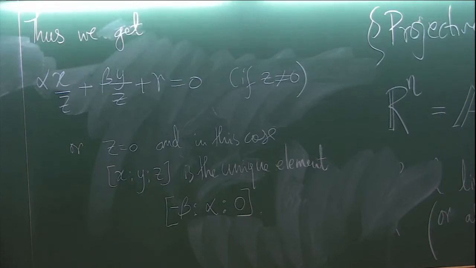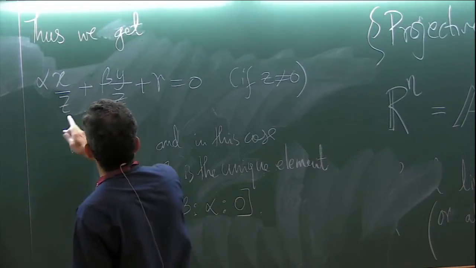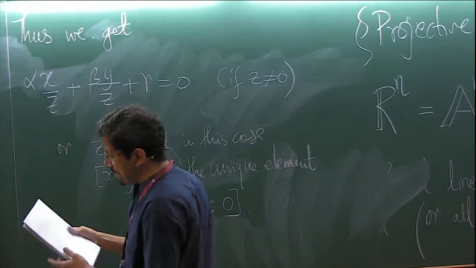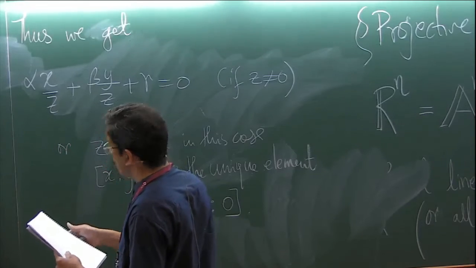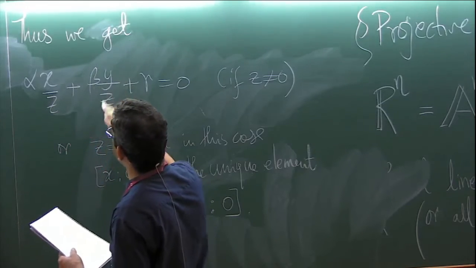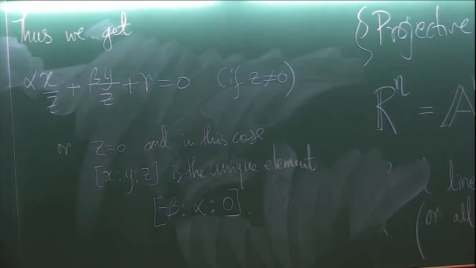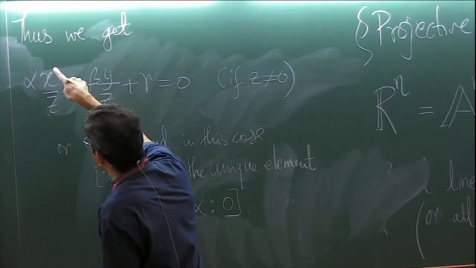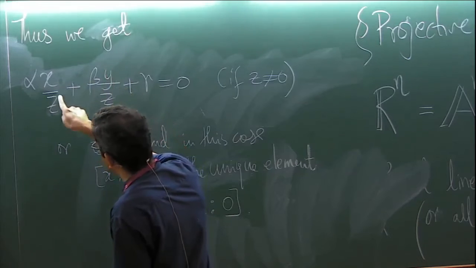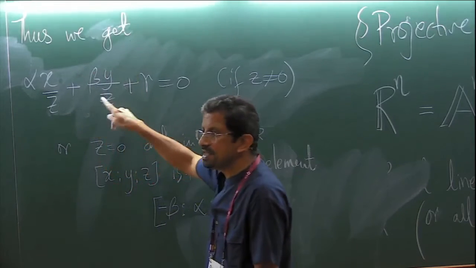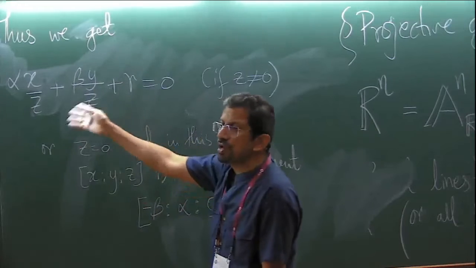So why did I break it up into two cases like this? Basically, this side, x by z, comma y by z, this is all the points in R2. Because this is what I'm doing all the time. When given a simultaneous ratio like this, I try to divide it by the last guy. And then I get a point in R2, if I can. So these are all the points in R2, whose first coordinate is x by z, second coordinate is y by z. So that's the usual line.